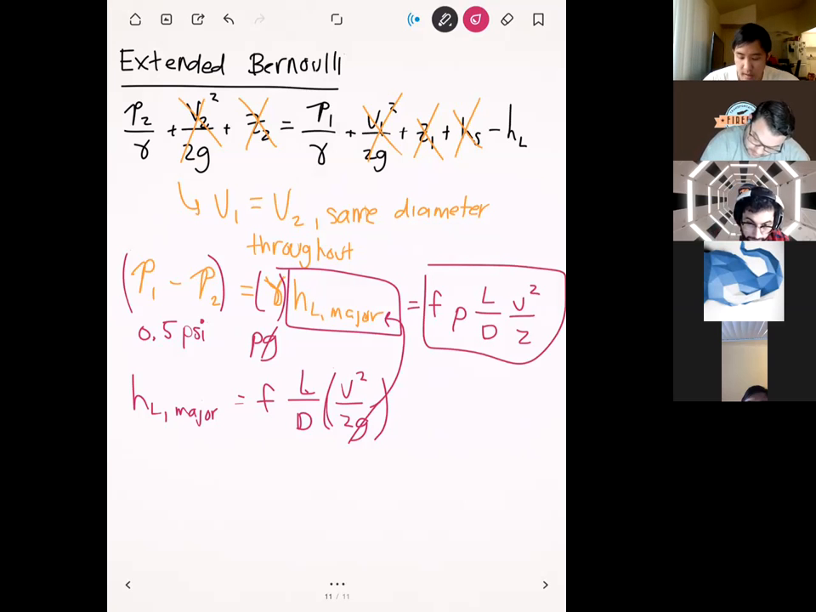Okay. And so we actually still have a lot of unknowns here. So we don't know the friction factor. We don't know the diameter because that's what we're solving for. And we don't know the velocity yet either. And so we need to basically relate all these guys together just so that we can solve for the diameter. Okay. So any questions on this so far?